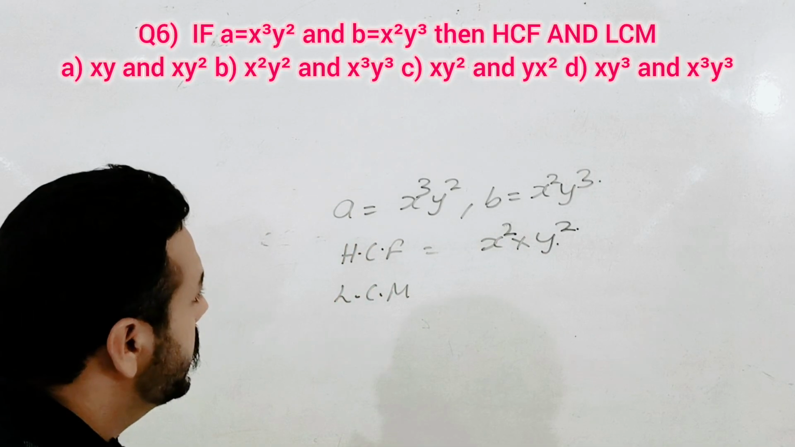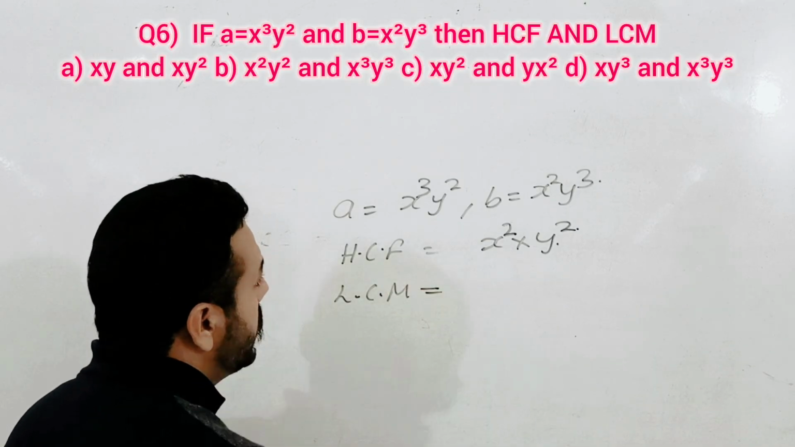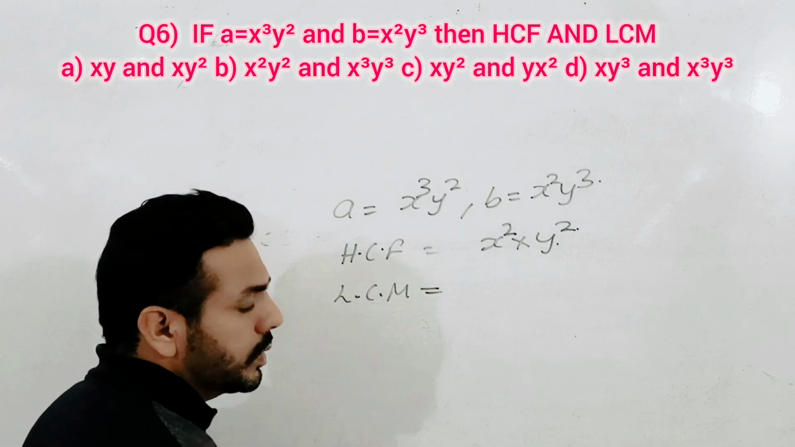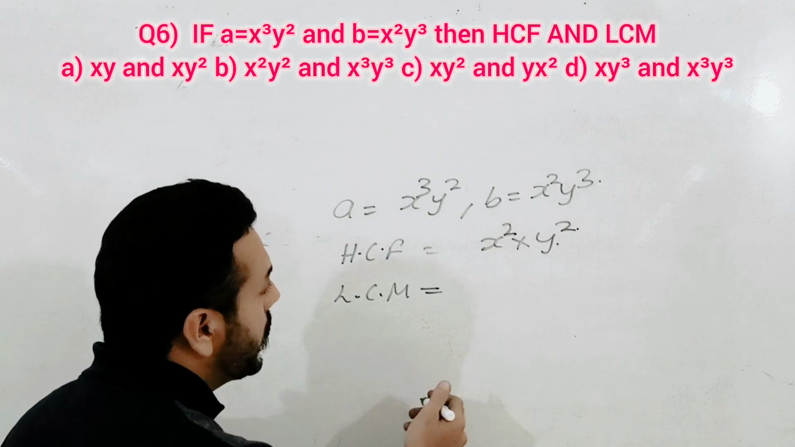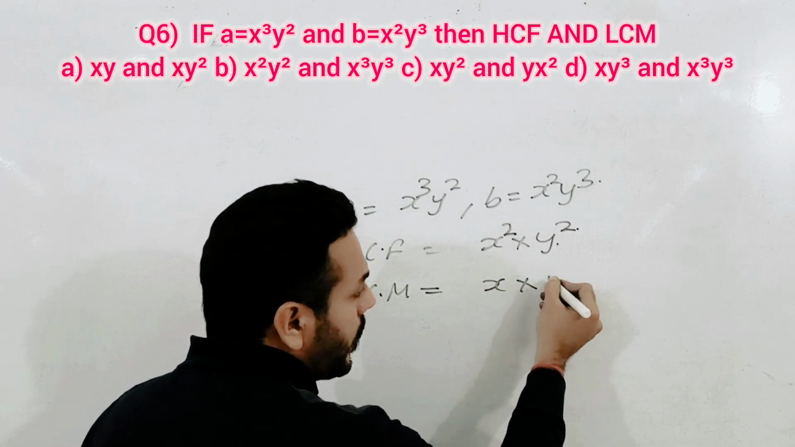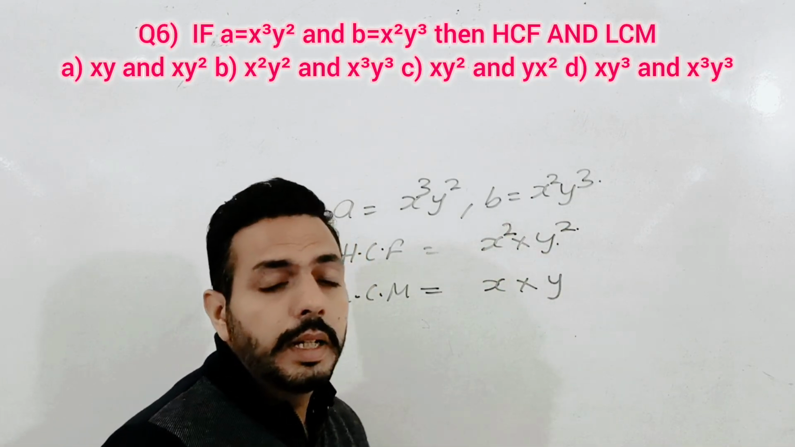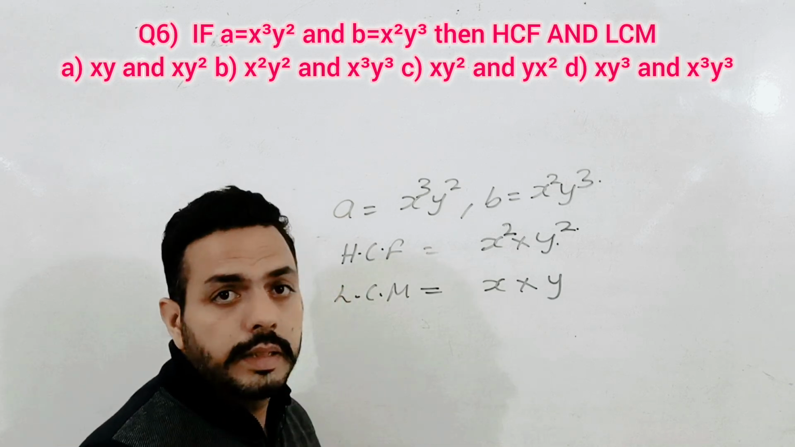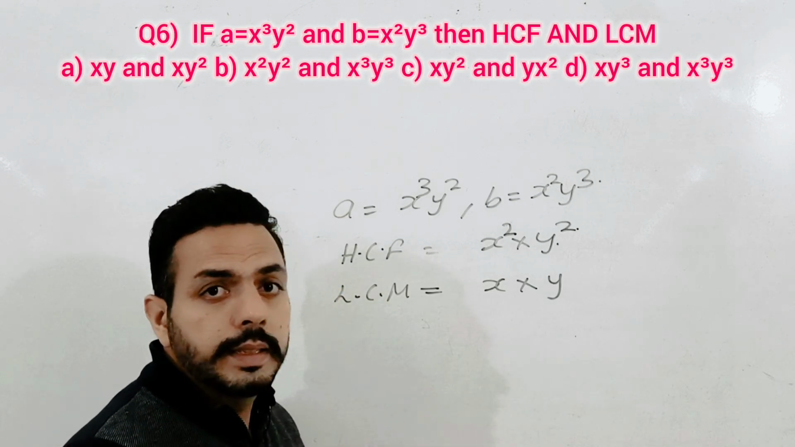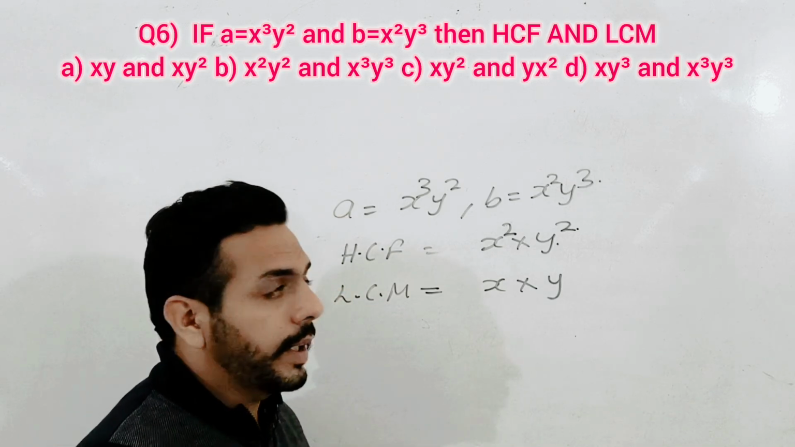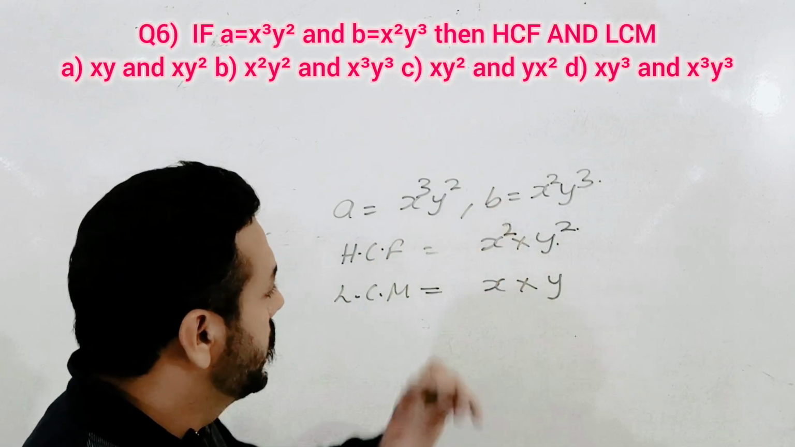Now in LCM, we know that LCM is common multiples. Here the common multiples are x and y, right? All factors that is common. We write LCM as common multiple, that is all factors which are possible in these two numbers, right?